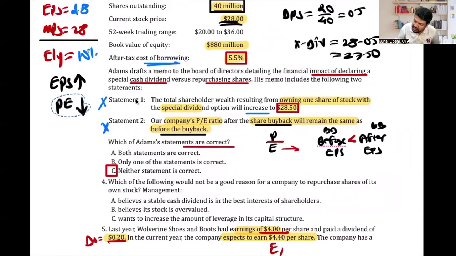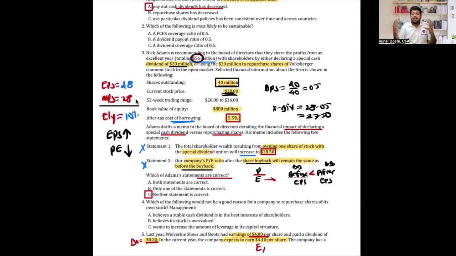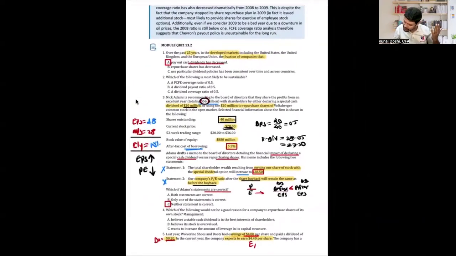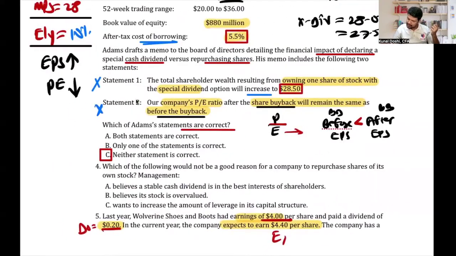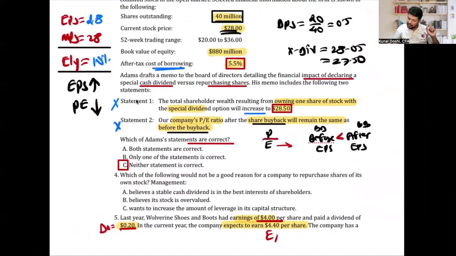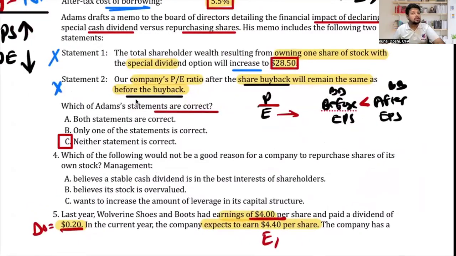Why will the EPS increase? Because I don't even need to calculate. I can just compare the earnings yield with the after tax cost of debt and I will get the answer. Clear, everyone? Understood? Got it?